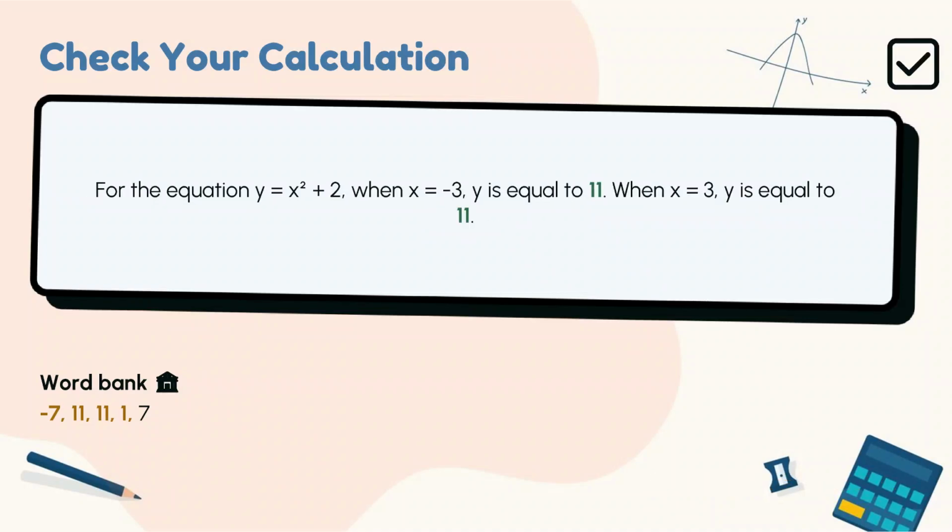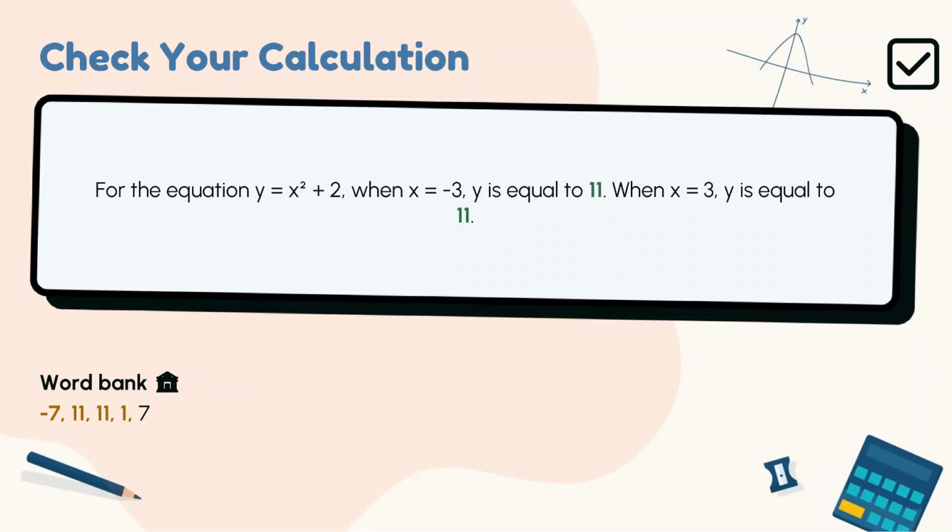The answer is 11 for both values. When x equals negative 3, y equals negative 3 squared plus 2. Negative 3 squared is 9, and 9 plus 2 equals 11. When x equals 3, y equals 3 squared plus 2. 3 squared is 9, and 9 plus 2 equals 11.